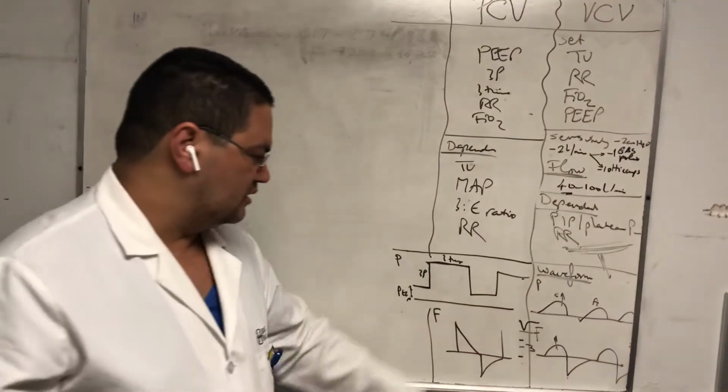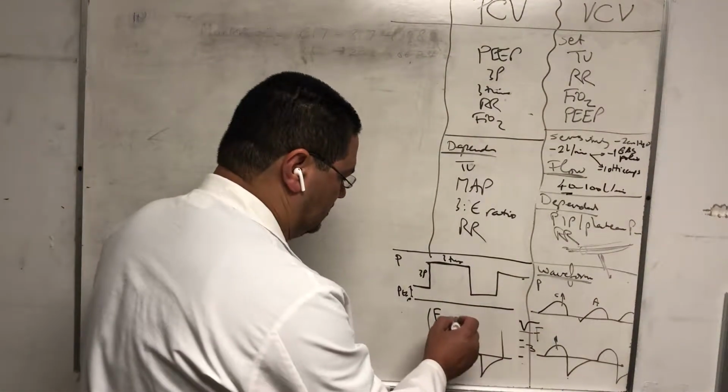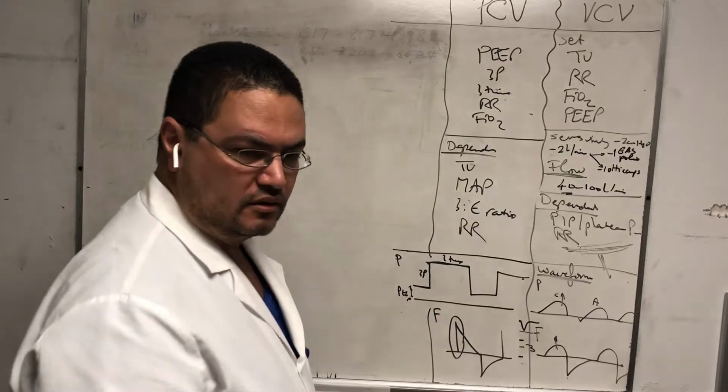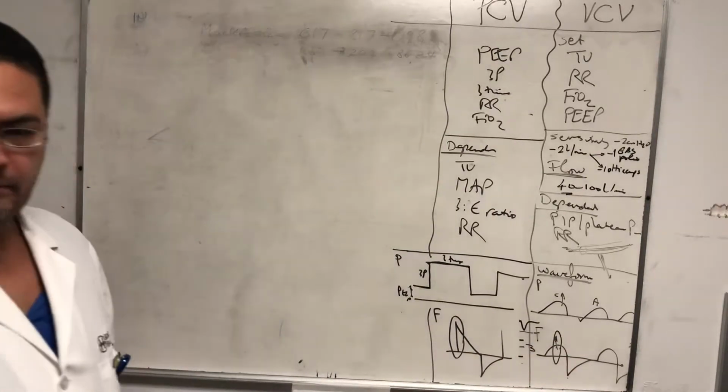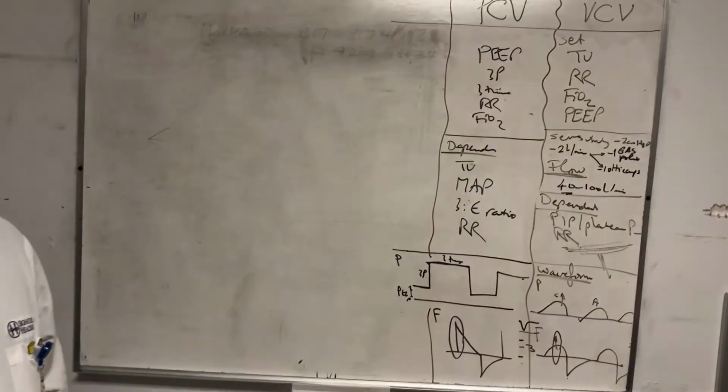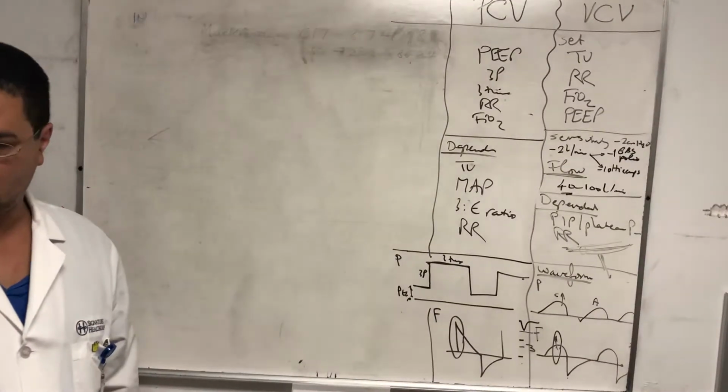What's the difference between this and this? The breath is being delivered in the beginning of the breath, mostly. And here the majority of the breath is delivered in the middle of the breath, right? Does it make a difference? Huge difference, especially in oxygenation, right?